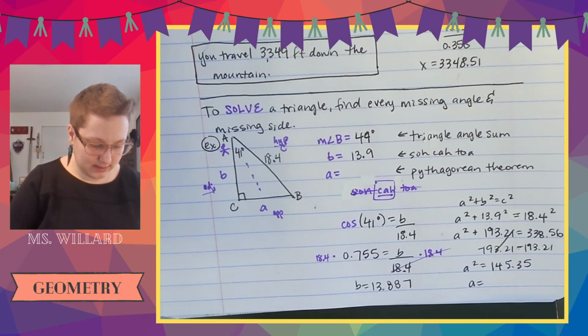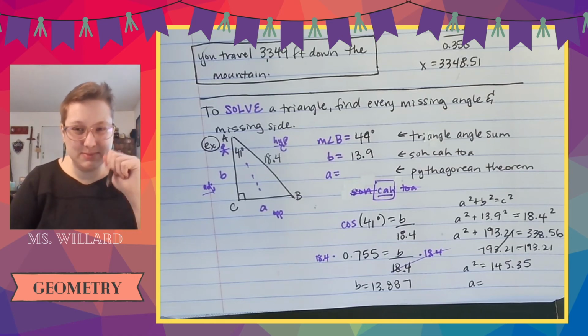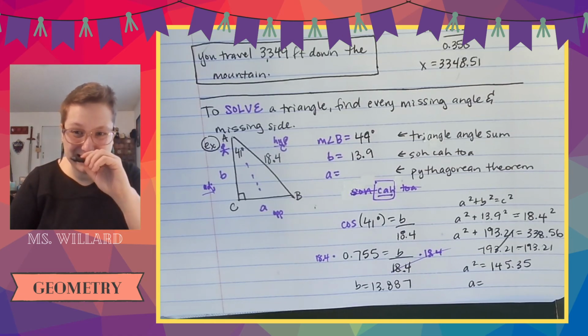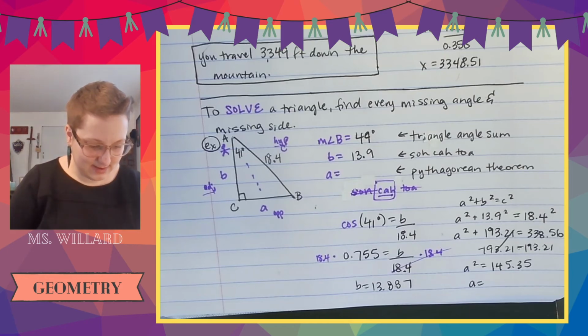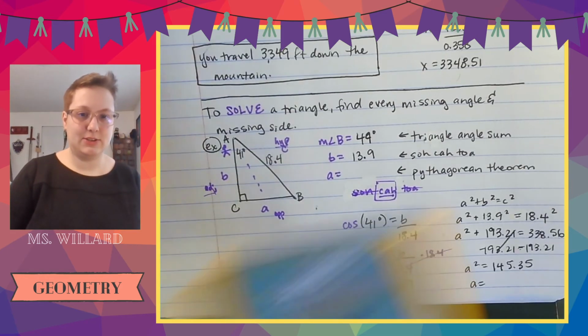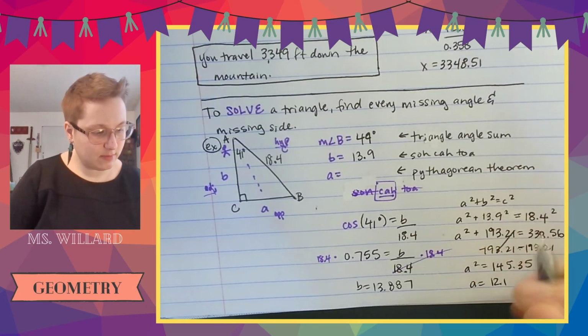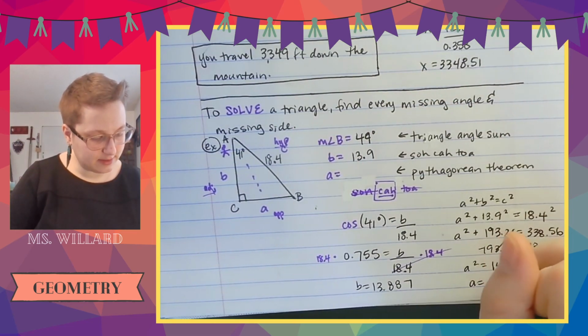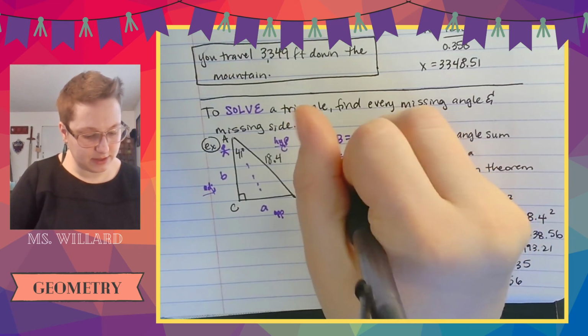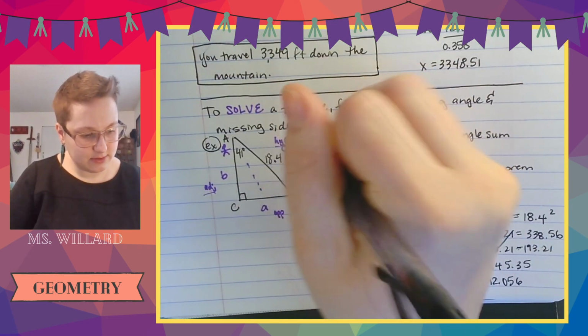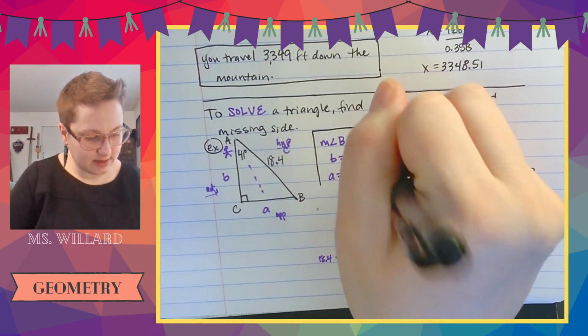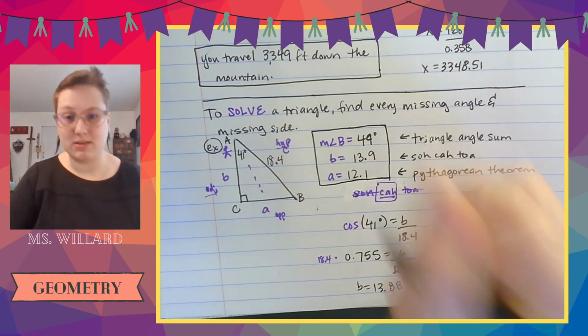Okay, I'm going to square root that. Square root is the division sign with a little extra line on it. And I get 12.1. Well, I get 12.056. But up here I wrote 12.1. So that's my final answer. I solved the triangle. I found all of the parts of it.